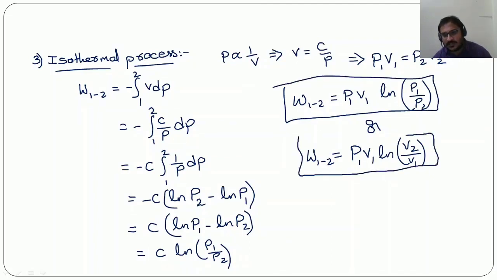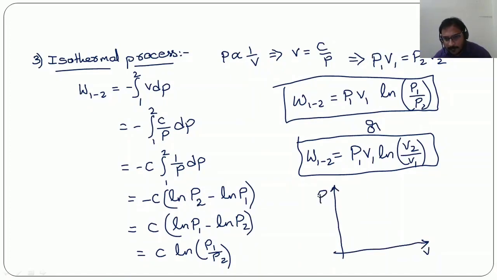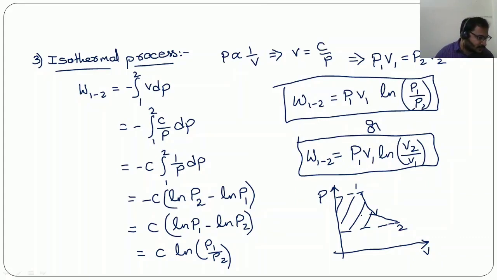So coming to this PV diagram, we'll be drawing a curve like this from 1 to 2, and this area under the PV diagram will give us the work done. So here is some question.